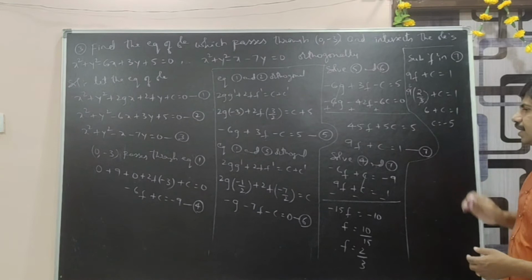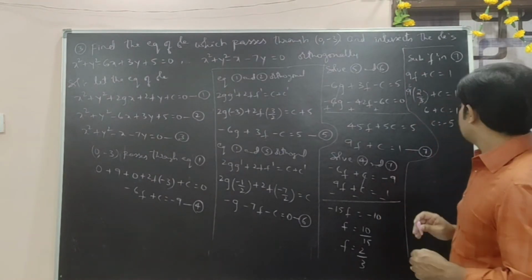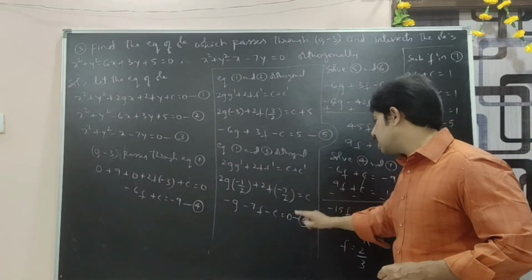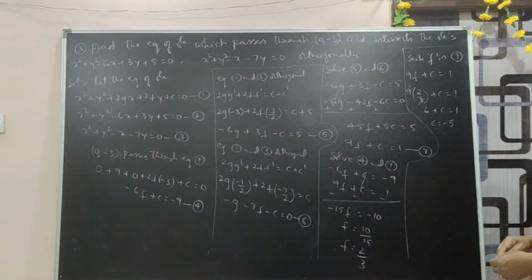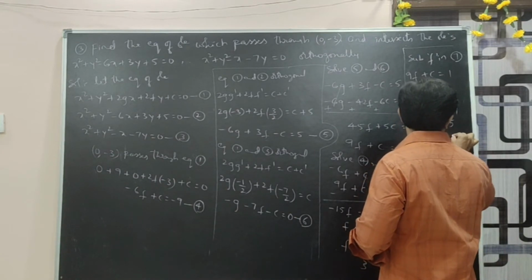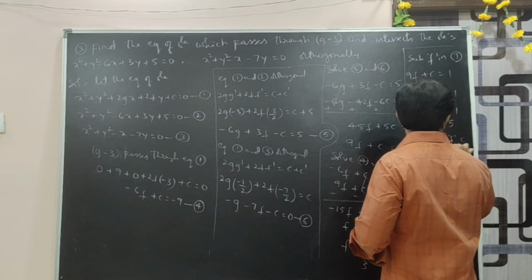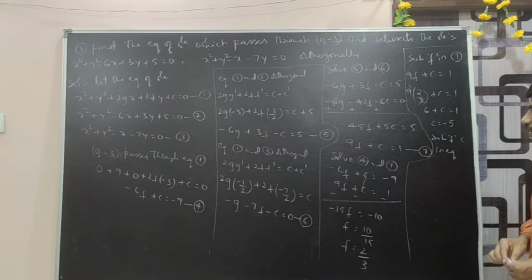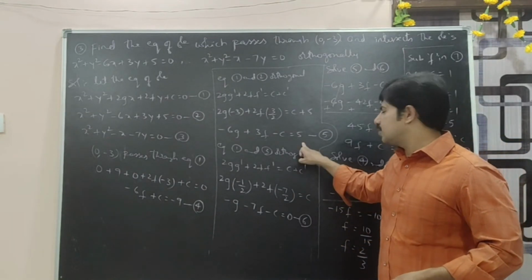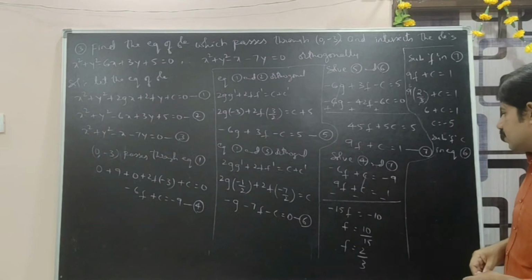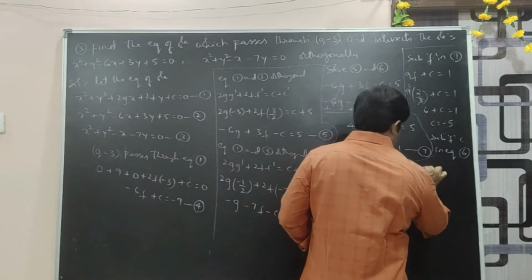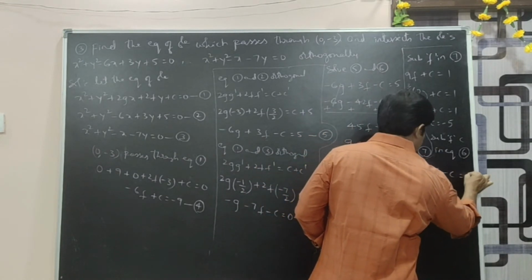Now we have f and c. Next we have to find out g value. So now what we will do, we will substitute f value and c value in equation 5 or in equation 6 to get the g value. Any one equation we can use. Right. Now I will try and use this now. Substitute f and c in equation 6. Anything you can use, either you can substitute in 6 or you can substitute in 5. I am substituting in equation 6. So what is equation 6? It is minus g minus 7f minus c is equal to 0.